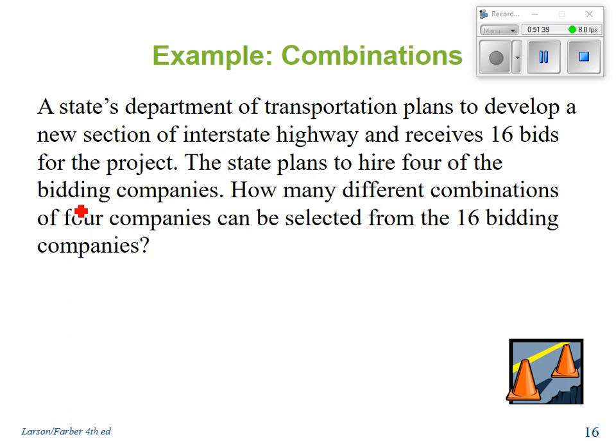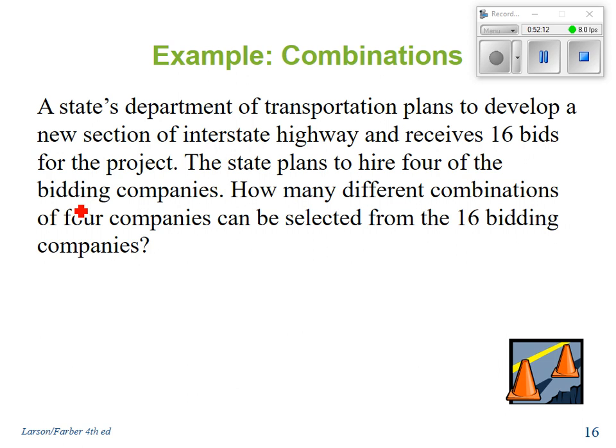A state's Department of Transportation plans to develop a new section of interstate highway and receives 16 bids for the project. The state plans to hire 4 of the bidding companies. How many different combinations of 4 companies can be selected from the 16 bidding companies? So Brendan's company, do they care if they get picked first or fourth? No, they just want to be picked so they get some of the state's money, right? So when we do this, that shows you that it's combinations.